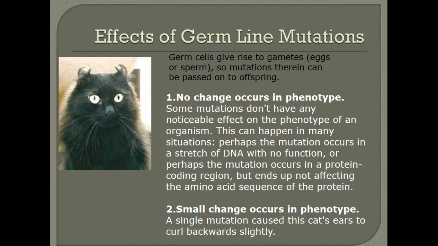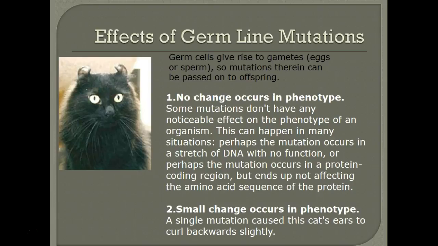In contrast, germline mutations or germ cell mutations will be passed on to offspring. Germ cells give rise to gametes. Gametes are eggs and sperm. Again, germ tissue would be testes and ovaries. So a mutation in those can be passed on to the offspring. What are the effects of these? Well, one effect would be no change at all in the phenotype of the organism. By phenotype, we mean how the gene is expressed. A phenotype could be the hair color. In this case, the cat's black.